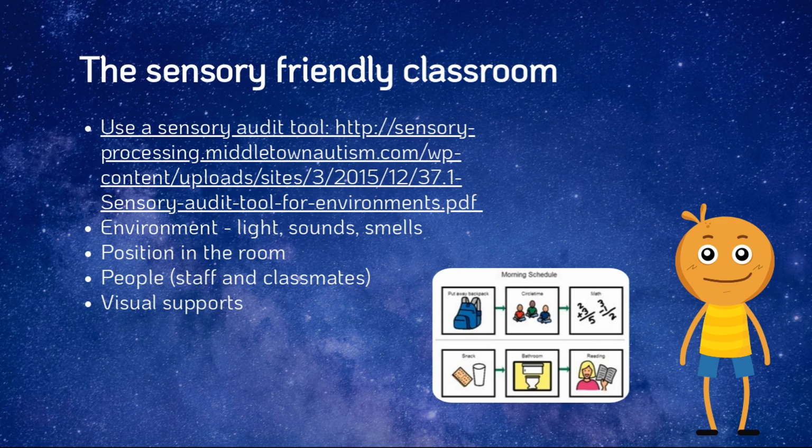Taking a look at your environment more in depth, this tool can help you frame different areas you can change. So looking at the light and the vision, the sounds and smells, the person's position within the room, the effect that other people might have on the child that's experiencing the sensitivities. Also, don't forget that visual supports can be very helpful for people with sensory sensitivities. It won't necessarily reduce the sensory sensitivity, but it'll help the individual know what's coming now and next and help them communicate their needs more effectively.